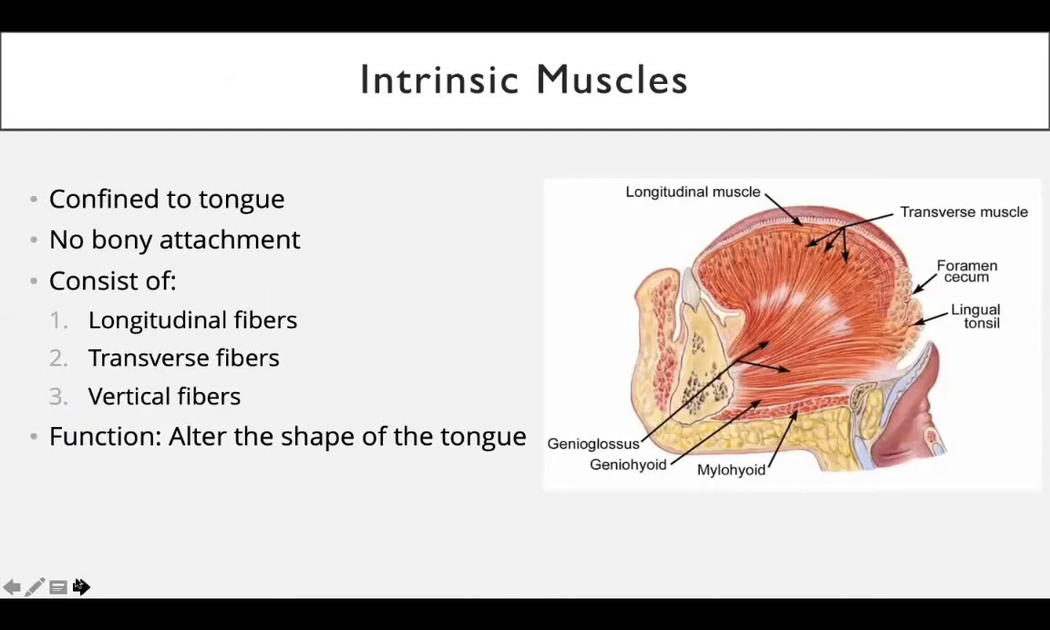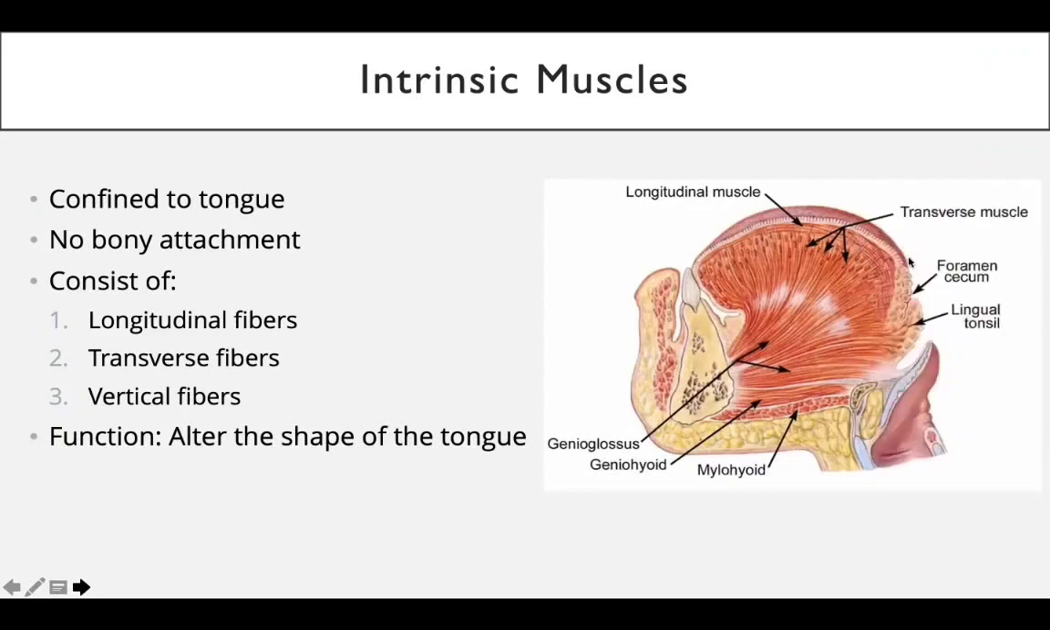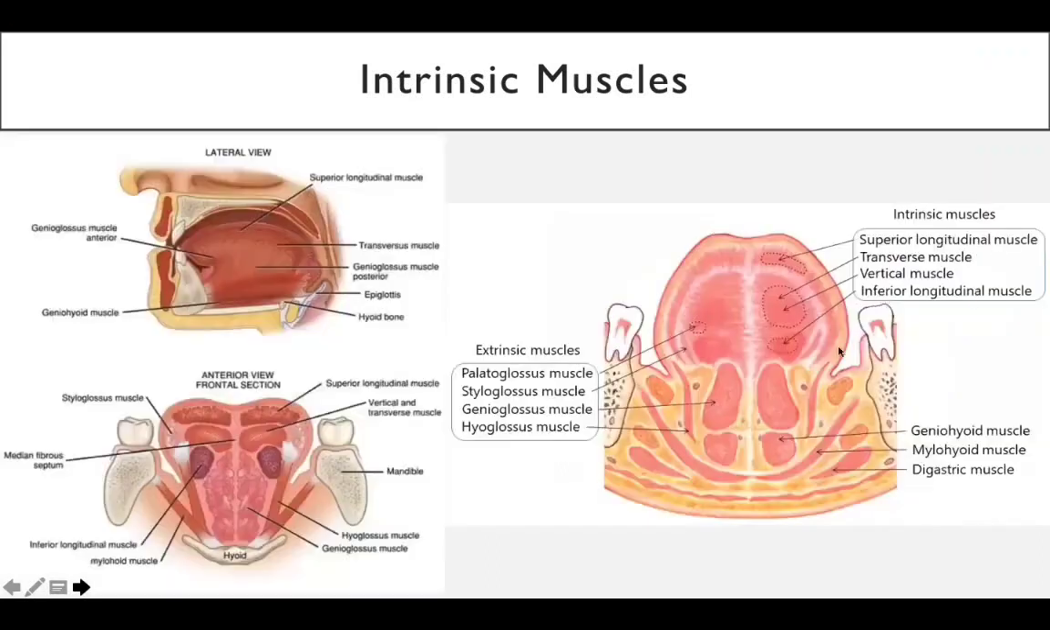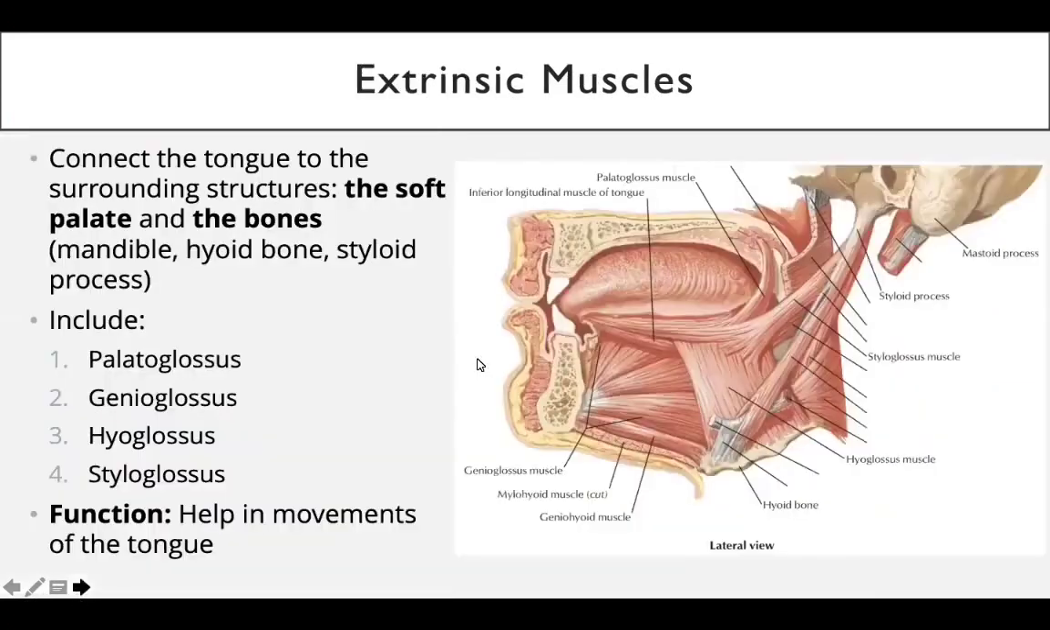Here you can see again intrinsic muscles. This is the coronal section, superior longitudinal muscle, inferior longitudinal muscle here, and in between, this is transverse, and here is the superior longitudinal muscle. Need to confirm. Okay, so let's move to the next slide.